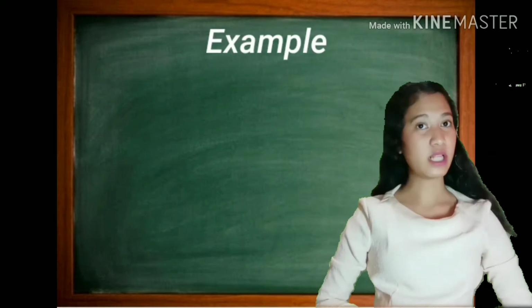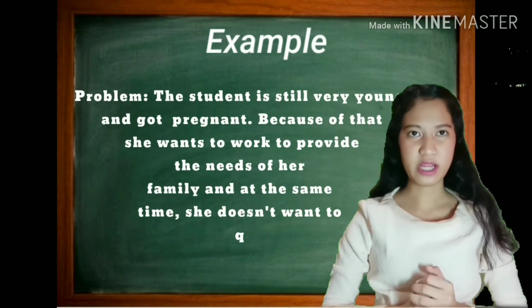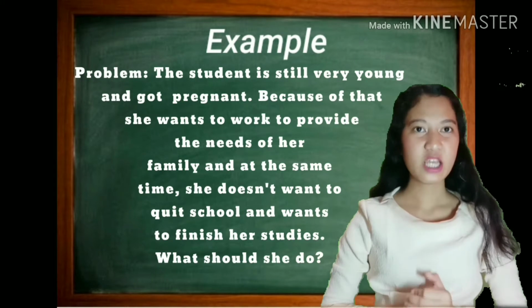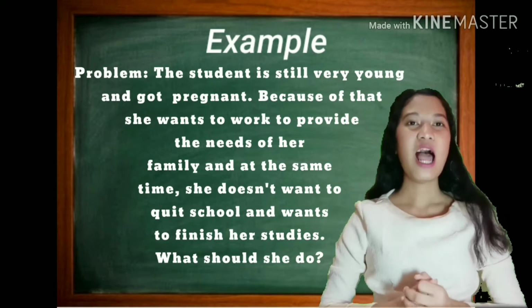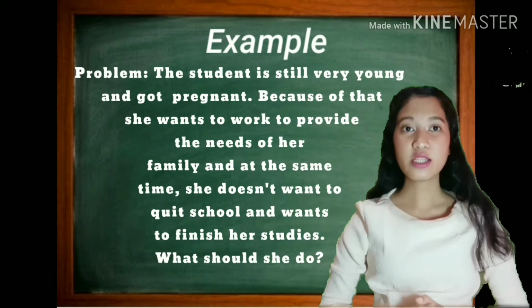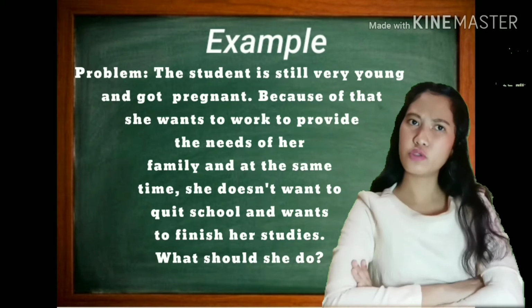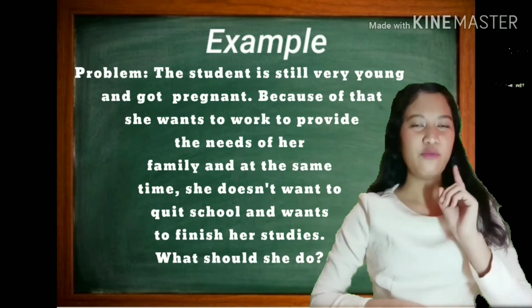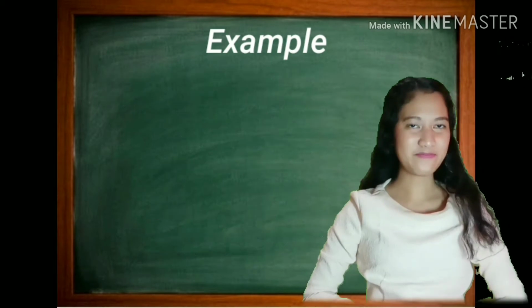The problem goes like this. The student is still very young and got pregnant. Because of that, she wants to work to provide the needs of her family. And at the same time, she doesn't want to quit school and wants to finish her studies. What should she do? With that, let's use the 4 steps according to Strategy A.